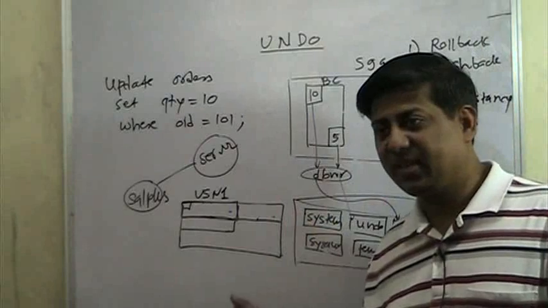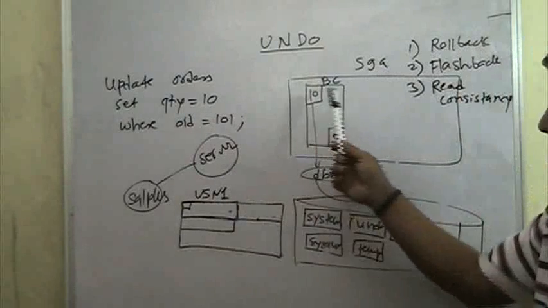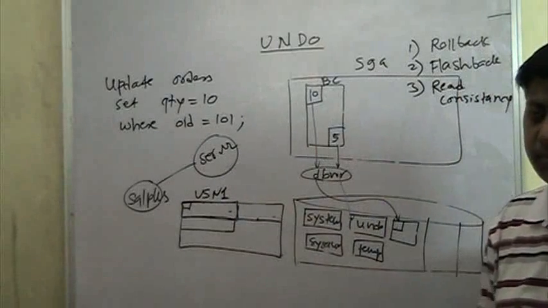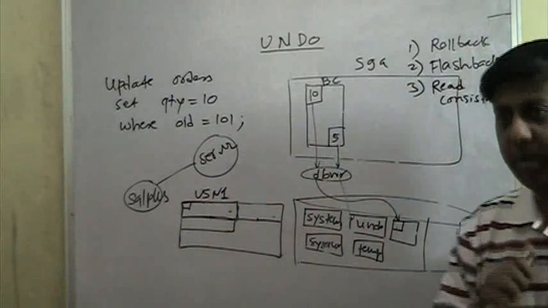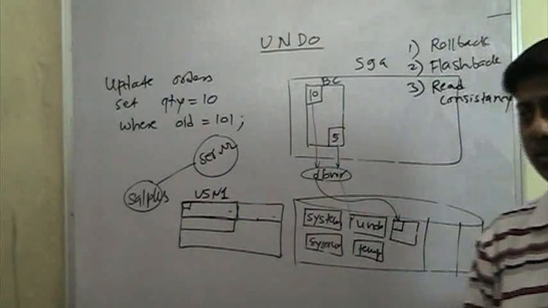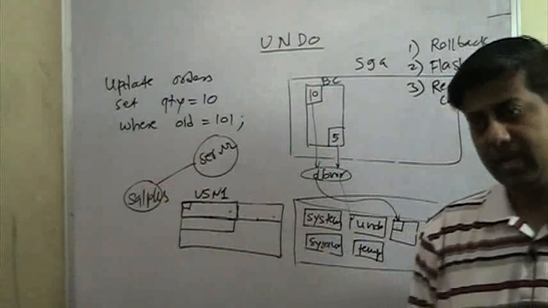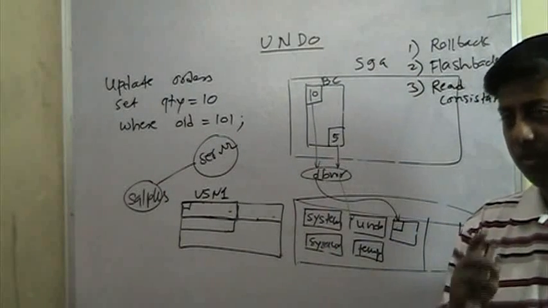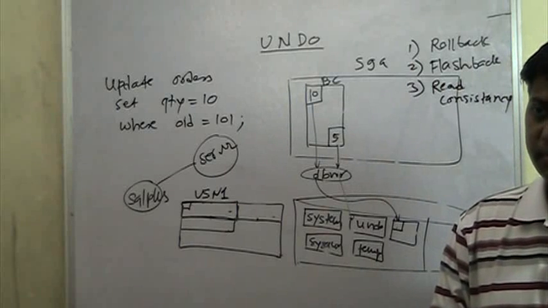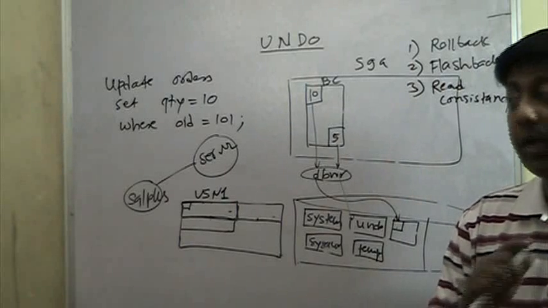When a user updates a row like this, but he doesn't give a commit, if he selects from the table, he will get the new value. If somebody else selects from it, he will get the old value, and the user who updated will get the new value. That is what read consistency is.